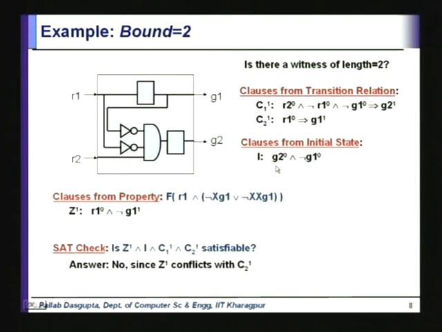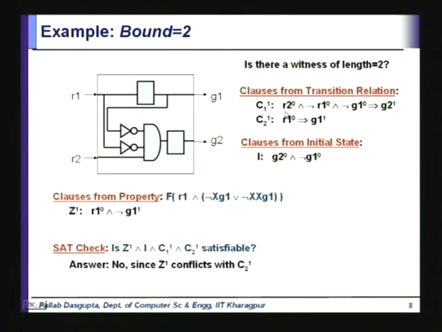We said that the initial state is G2 is high and G1 is low. So, the clause from the initial state is G2 0 and not of G1 0. So, this is the initial state. What are the clauses from the transition relation? So, we are unfolding the transition relation only once here, because we are looking for witnesses of length 2.